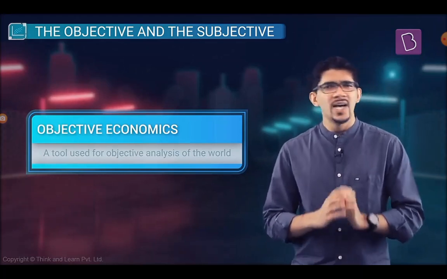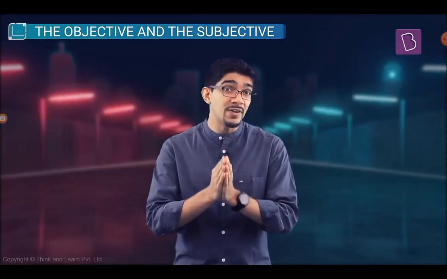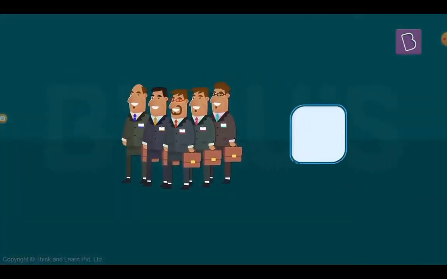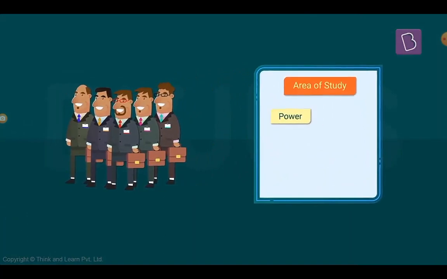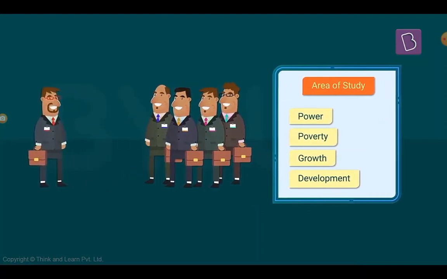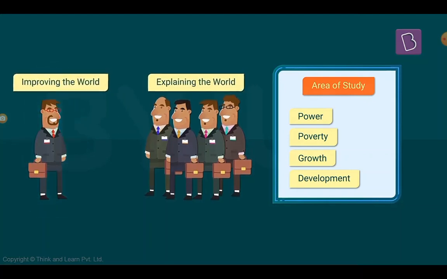analysis of the world. However, the fact that economics itself is a tool for objective analysis doesn't mean that economists are always objective. Economists study areas like power, poverty, growth, and development. It's hard to wield models that underlie such important subjects and remain unmoved by the real world behind them. That is why economists often step beyond their role as engineers of economic policy and become advocates of policy they believe can make the world a better place. Because some economists are not content with explaining how the world works. They also want to improve it.